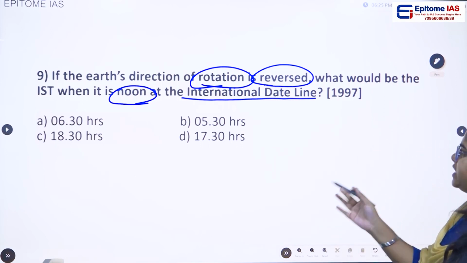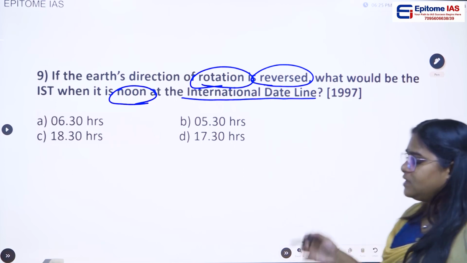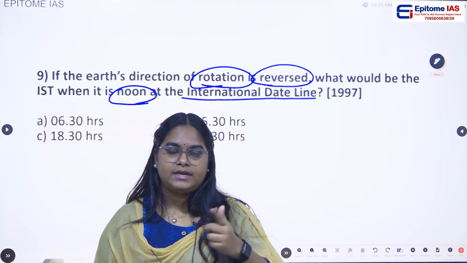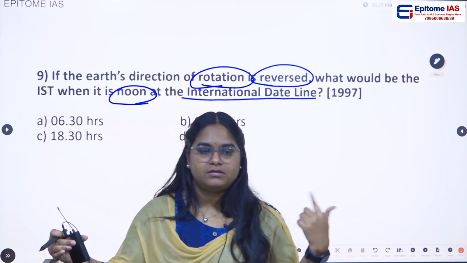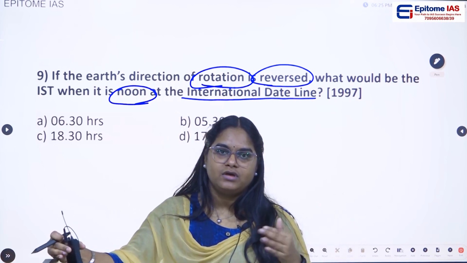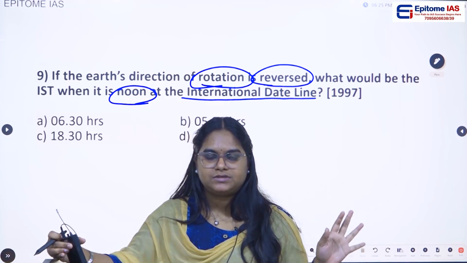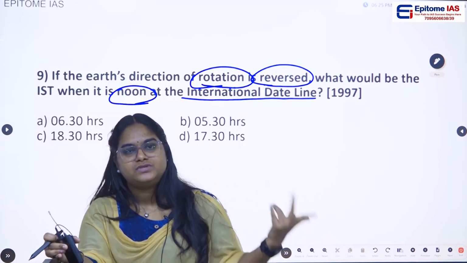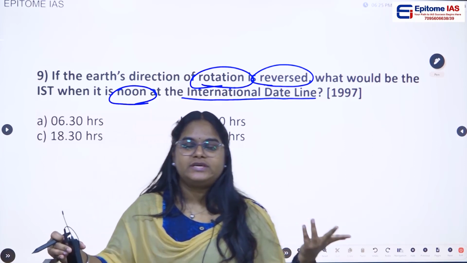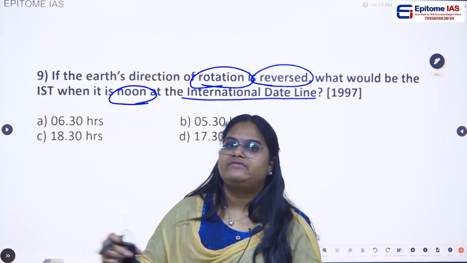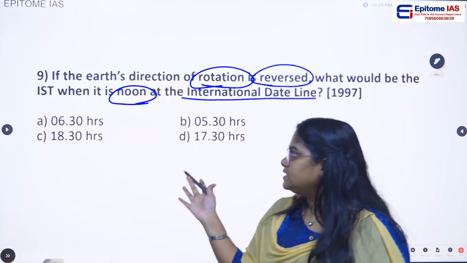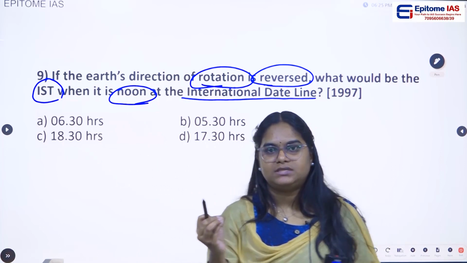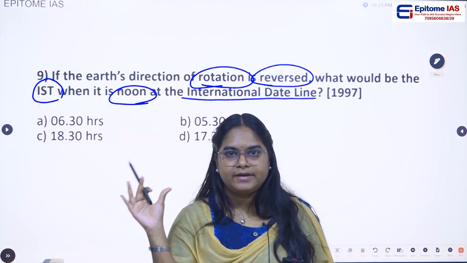So what they are saying is, when the Earth's rotation direction is reversed, we all know that the Earth's rotation is in the direction from the west towards the east. So they are saying, in case the direction is reversed in a hypothetical sense, they have given some condition, and they are asking in that condition what would be the time in IST, that is the Indian Standard Time.